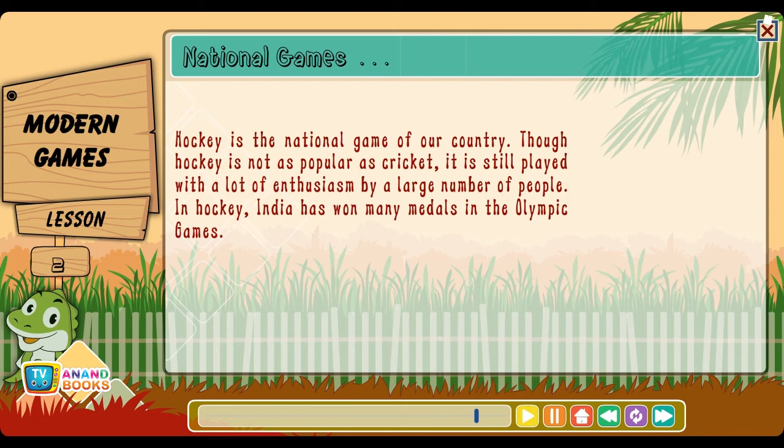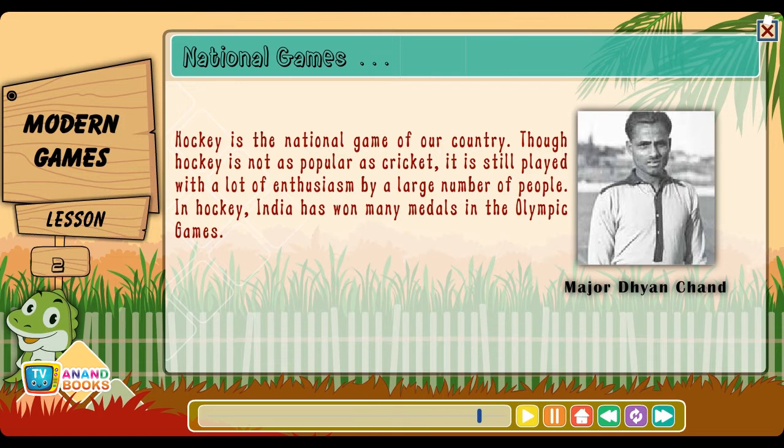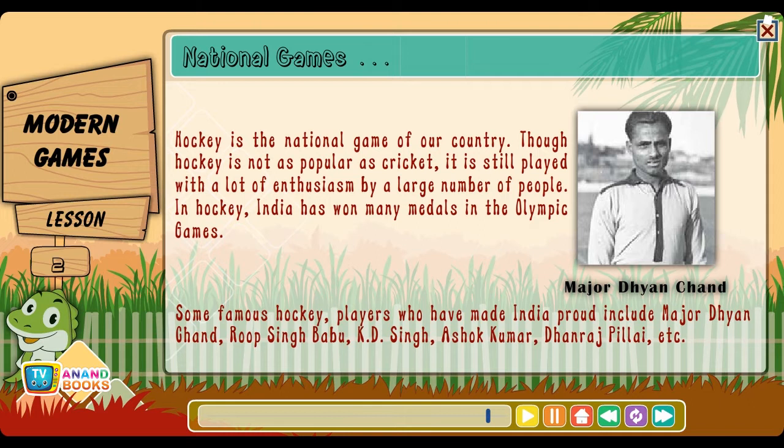National game. Hockey is the national game of our country. Though hockey is not as popular as cricket, it is still played with a lot of enthusiasm by a large number of people. In hockey, India has won many medals in the Olympic Games. Some famous hockey players who have made India proud include Major Dhyanchand, Roop Singh Babu, K.D. Singh, Ashok Kumar, Dhanraj Pillai, etc.